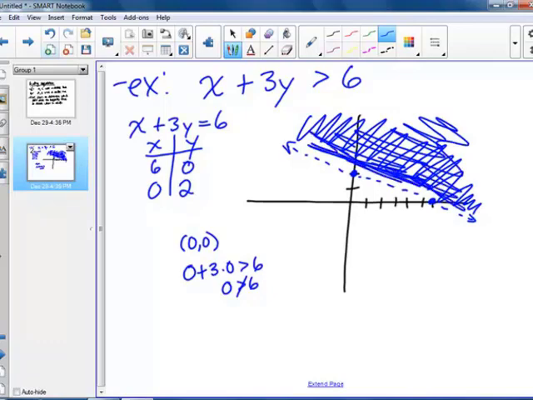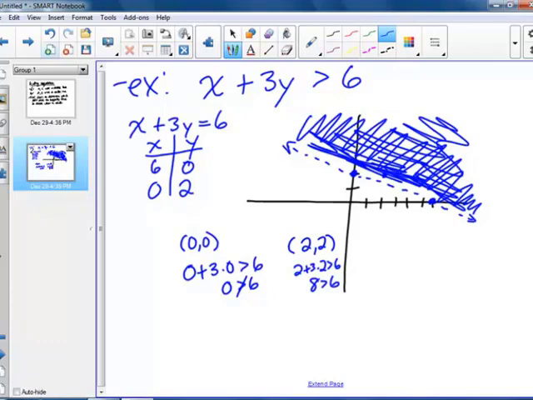If you want to test one more, maybe (2, 2). (2, 2) should be shaded, so it should work. Is 2 + 3 times 2 greater than 6? Yeah, that's 8. 8 is greater than 6. So that makes me sure that I shaded the right side.